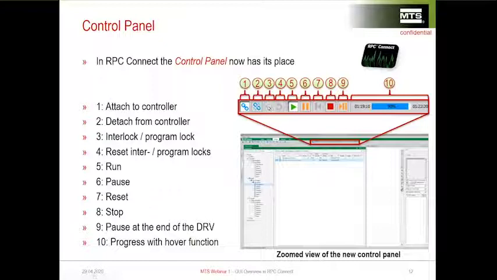The next thing is here you see any interlocks which are currently taking place or in our config still available. With number 4, you can replace these interlocks. Number 5, 6, 7, 8, and 9, these are familiar buttons like play, pause, reset, stop, and then pause at the end of a drive. And number 10 is really new here. In this case, if you hover with your mouse over the 90% here, you will see which drive file is currently played out. So this is one improvement which we did on the graphical user interface side of RPC Connect to guide you guys through the software a little bit easier.